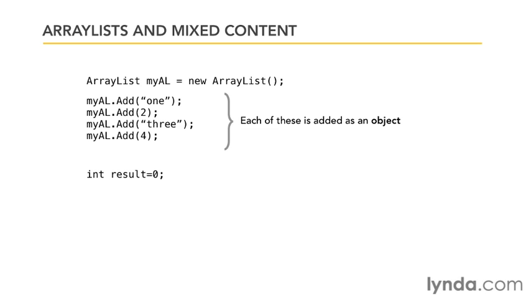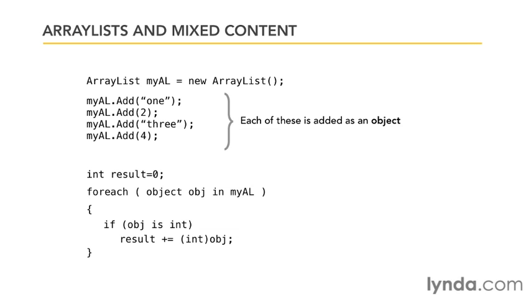So I can do things then like this. I can have an integer variable named result. And once again, I'm going to use my foreach construct. And in this case, remember, they're all objects. So for each object in the array list, I can then do something like this. If the object is an integer, remember the is operator from earlier on in the course, I can then say result plus equals, and then I cast or convert the object to an integer by putting the word int in parentheses in front of it. So this is going to loop over each object in the array list, see if it's an integer, and if it is an integer, add it to a running total. So array lists are really nice and flexible. Let's go ahead over to the code and see some of this in real action.